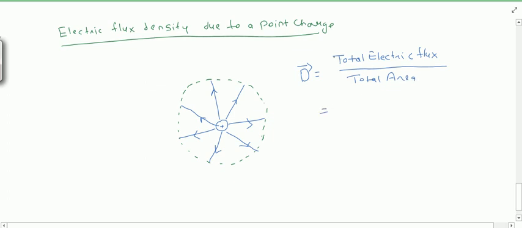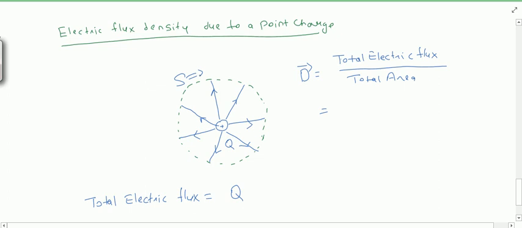So what will be the total electric flux? This time all the electric field lines or flux lines are going to pass through this surface, because the charge is present inside it. So we can say that the total electric flux will be equal to this charge only. Suppose this charge is q, so the electric flux will be equal to q, because all the electric field lines will be passing through this surface.